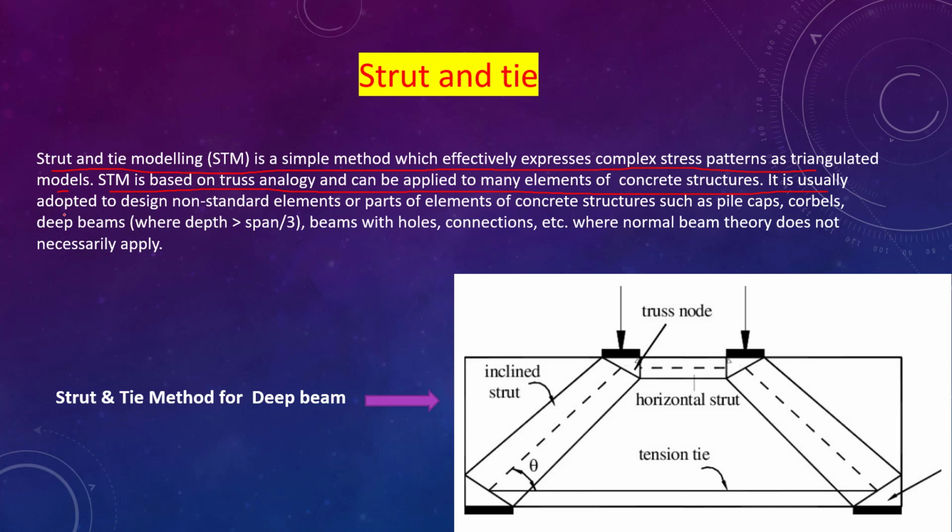It is usually adopted to design non-standard elements or parts of elements of concrete structures such as pile cap, corbel, which will be the next section, deep beams, and can also be used for sections like beams with holes and the connections, where the normal beam theory does not necessarily apply. So this will be our basic philosophy for designing the deep beams. You can see this will be the compression struts and this will be the tension ties.